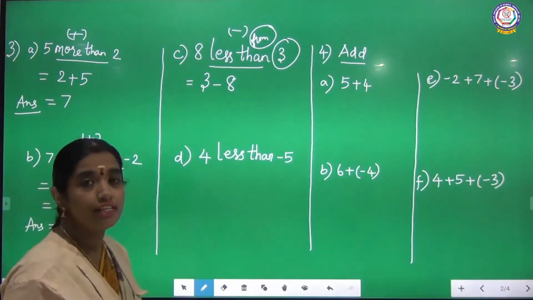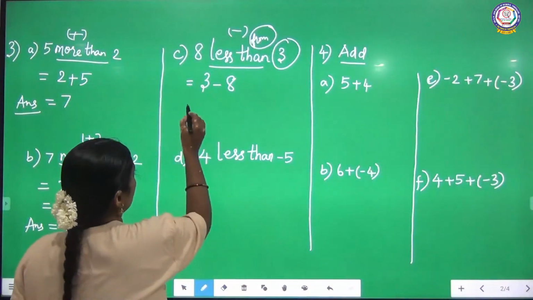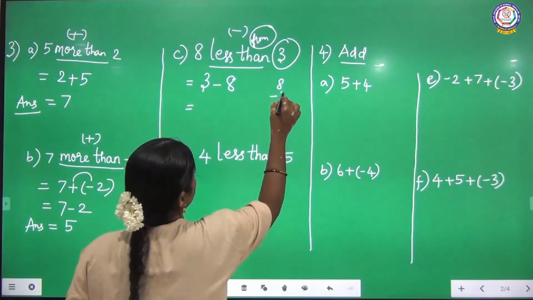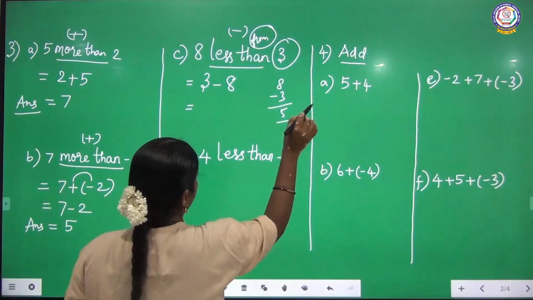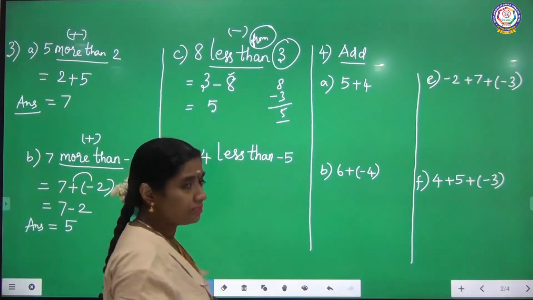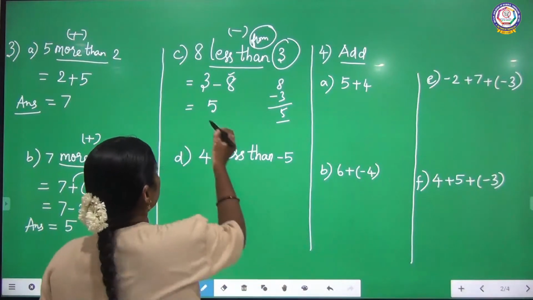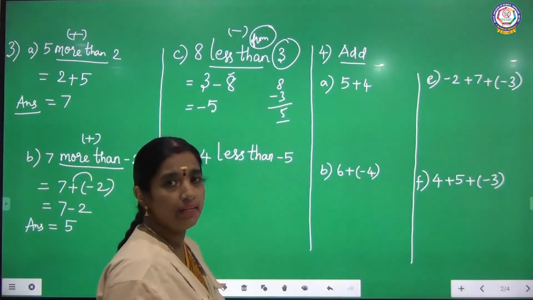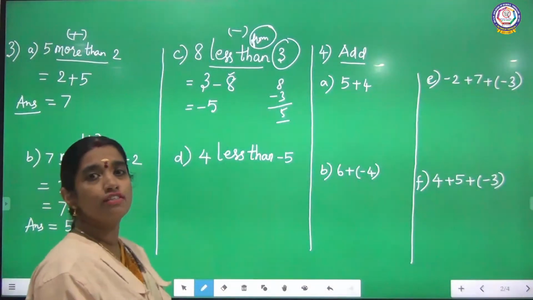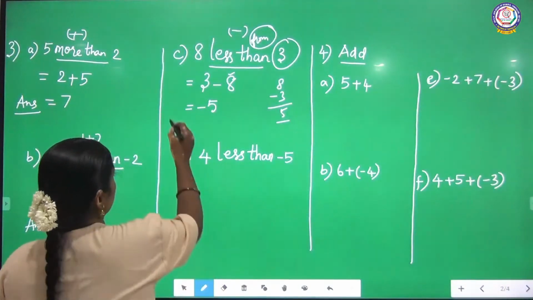Here my integers are alternate, so I am going to subtract this. What is this? 8 minus 3 is what? 5. So, 5 I have written, but which one has more? Here, the negative integer. So, for that I have to put the negative symbol here. Clear this? So, for that I am using the negative symbol here.